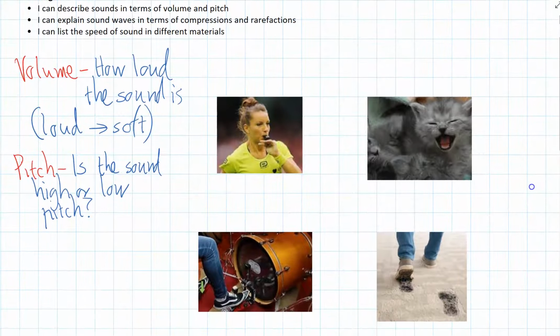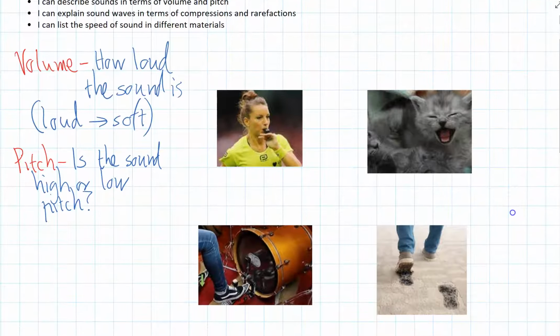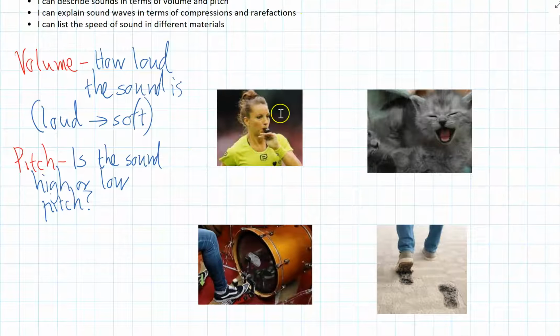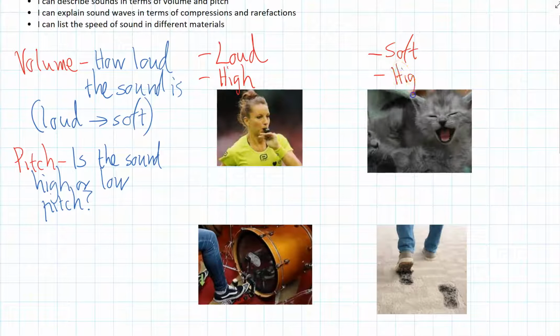Alright, and here are some examples. So we can talk about the volume and the pitch for every single type of sound. So here is an AFL umpire, and when she blows the whistle, it's a really high-pitched sound, and it's really loud too because it can travel across the whole field. So we can say it is loud in terms of its volume, and it's got a high pitch. But then if you've got a little kitten meowing here, it's still high-pitched, but it's a really soft and low volume. So soft and high pitch.